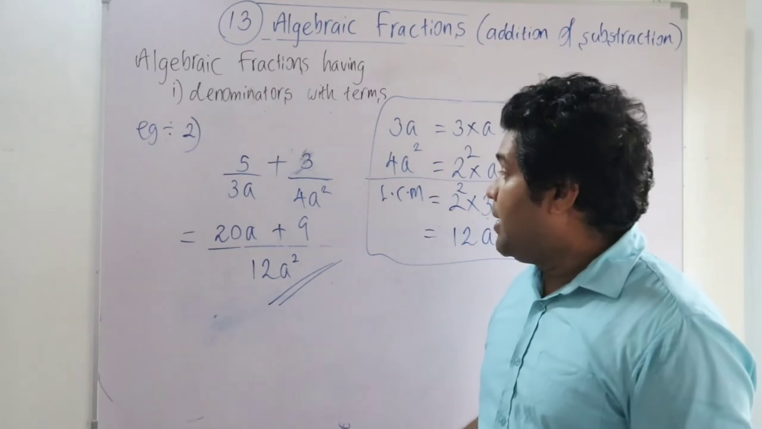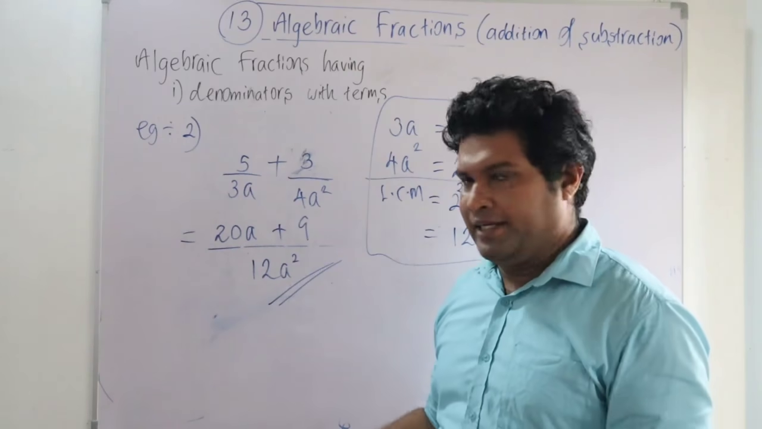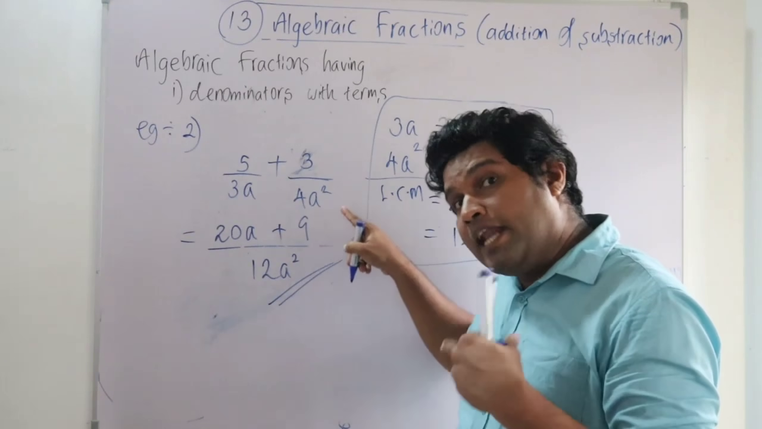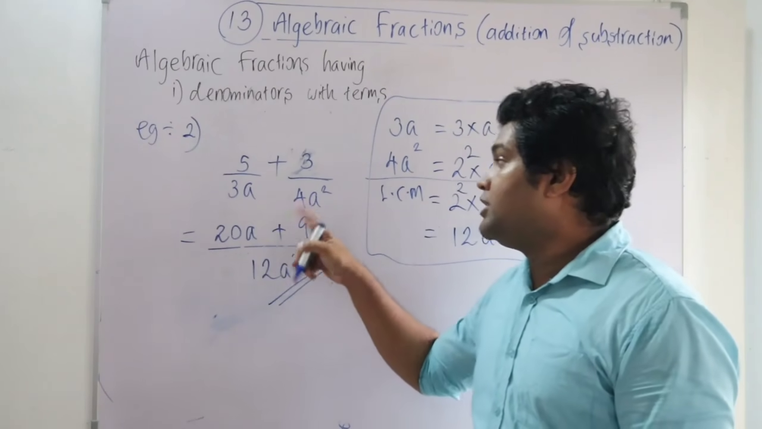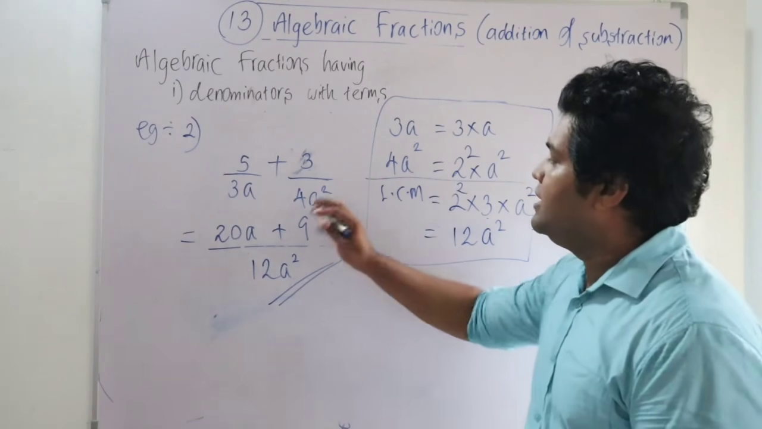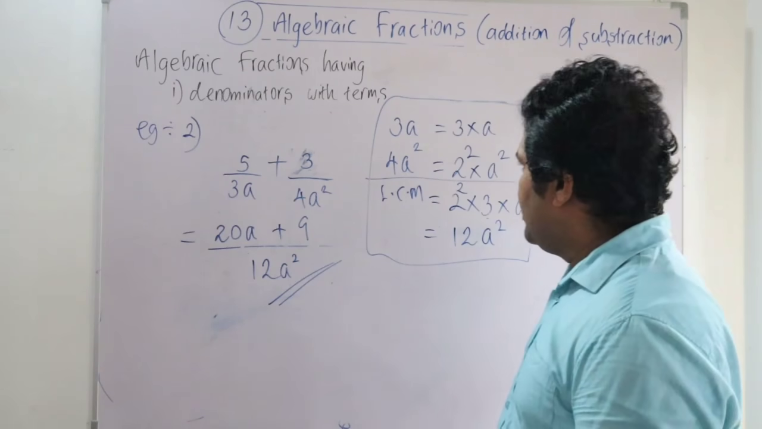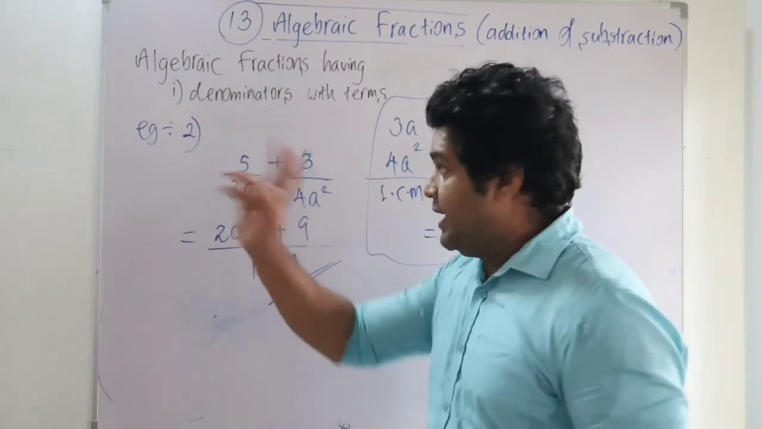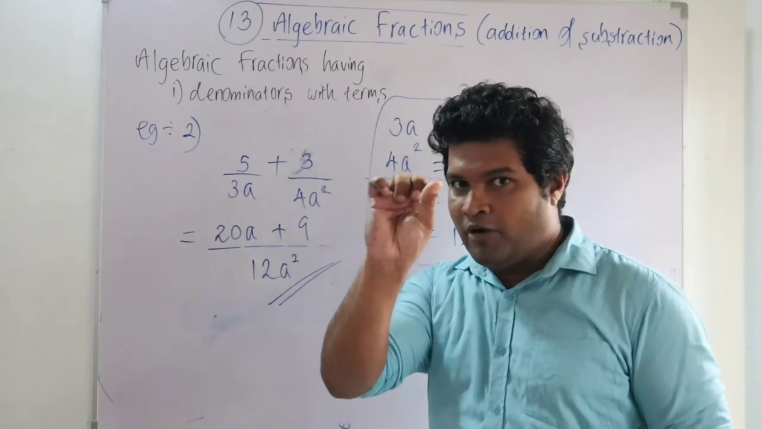Then this is the answer. But if we had really written 20a and 9a only, then 29a could have been written. But this time, nobody can write like this. This is the final answer. Okay. Now we will, no, before we go to the next example, I have to show you some point regarding this.